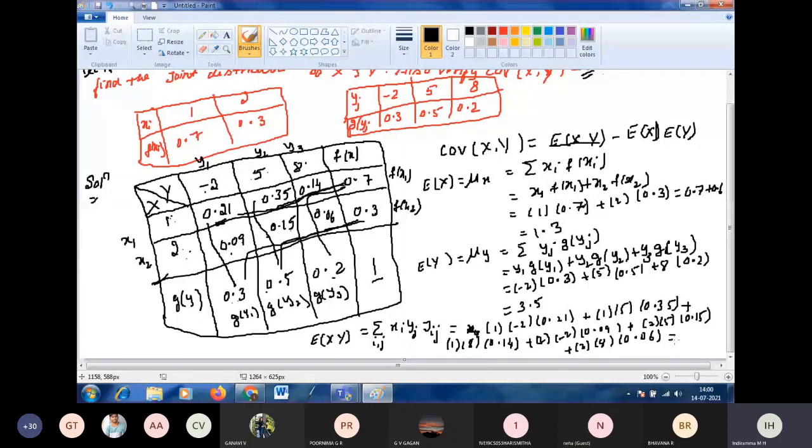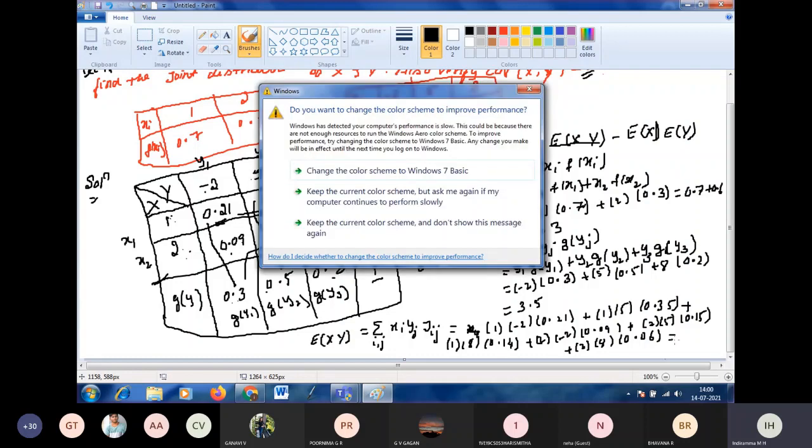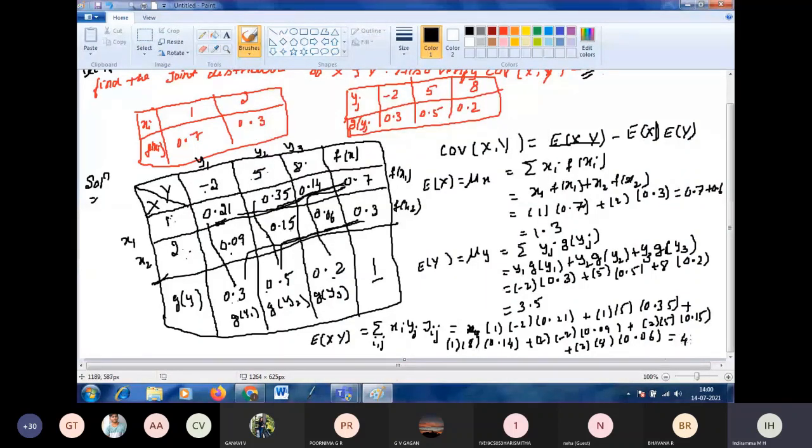What you got? 4.55, ma'am. 4.55. Now substitute all these values in the formula of covariance.